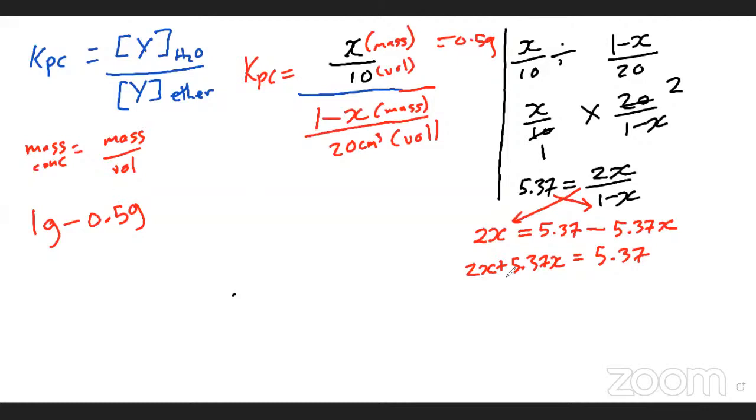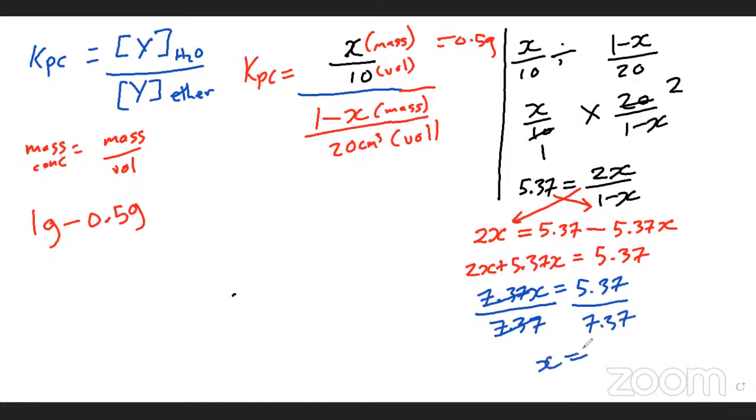All right. So now if you add up these, you would get 7.37x equal 5.37. So we are trying to find x. So we're going to divide both sides of the equation by this. So x would be equal to, let me see what I got, 0.73.